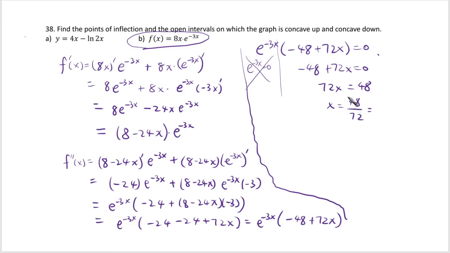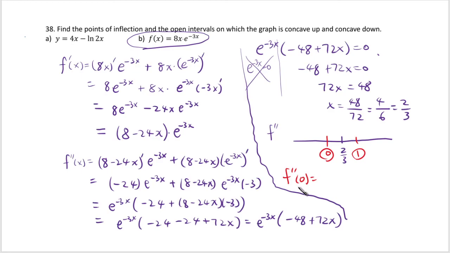Now I know that 48 is 12 times 4, and 72 is 12 times 6. So after dividing top and bottom by 12, I get 4/6, and we can further simplify by dividing top and bottom by 2. So 2/3 is the only point where concavity may change. That's the point where f double prime is 0. So we know that 2/3 is a possible point where f prime can change its sign. I'll pick two test points, 0 and 1, before and after, and evaluate f double prime at those points.